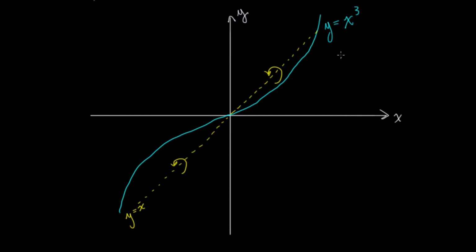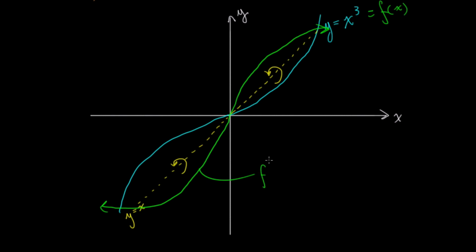So I'm going to redraw. When you flip this, you should get a function like this. Okay. And you can write this as, well, if we let this be f of x, then this is f inverse of x.